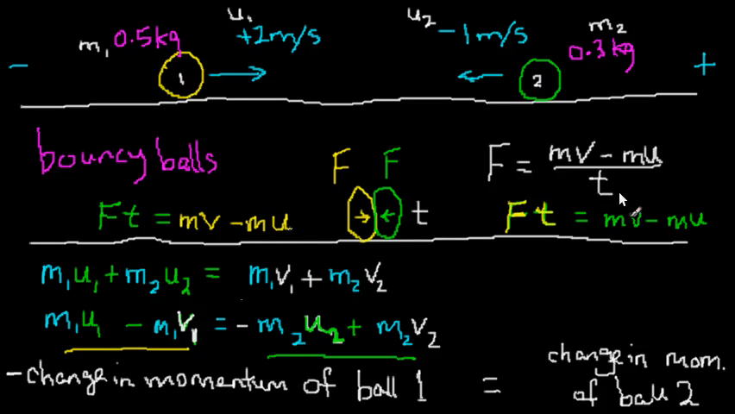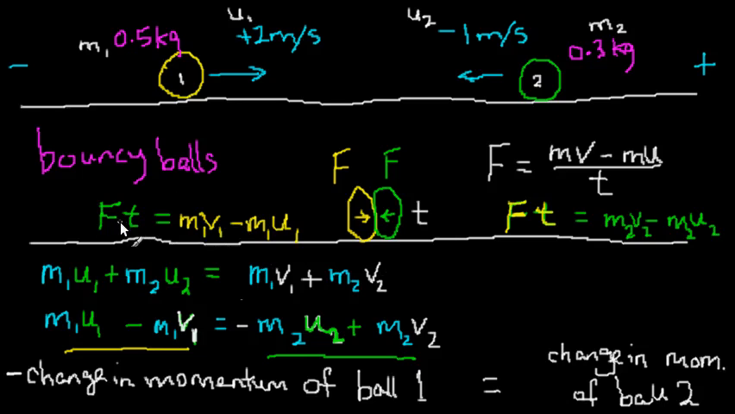So F and t, force and time, acting on both balls, have exactly the same magnitude. But the balls, of course, have different masses and velocities. So since this is for ball 1, I'm going to use a subscript 1 for this, just like I've used for this momentum equation. And for the green ball, I'm going to label them by subscript 2 for all the masses and velocities.